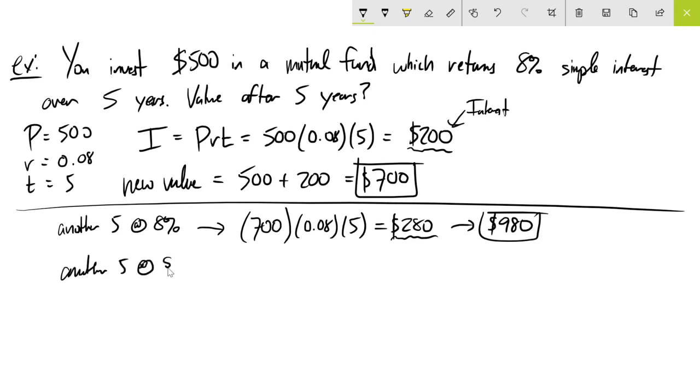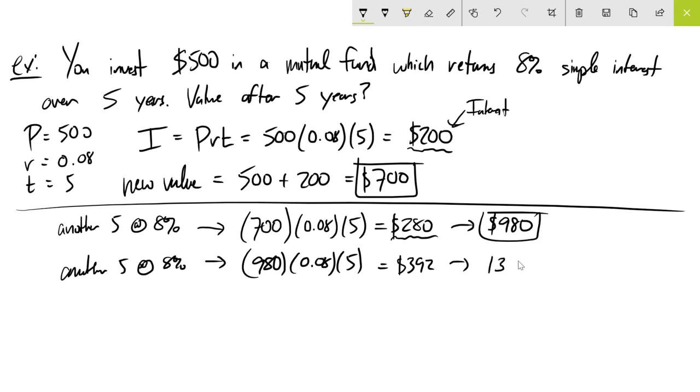Right? If you go another 5 at 8%, well then you have $980 to invest, and even if it's the same deal, well then how much interest do you earn if you do it again? So what's 980 times 0.08? What is it? 392. Right? So that time you earn $392, and then that gets tacked on to how much money you have. So now how much money do you have?